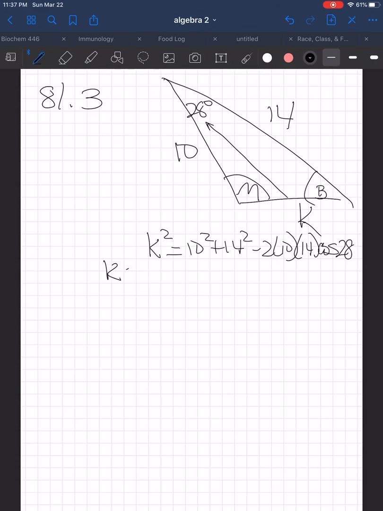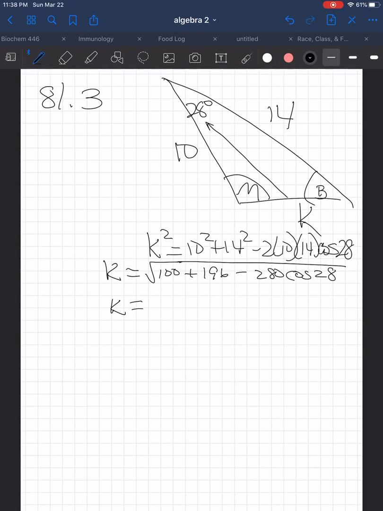So we can put this entire thing in the calculator. K will be equal to the square root of this. So that would be 100 plus 196 minus, what is that, 280? 280 times the cosine of 28. So put that in your calculator, round that off to 2 decimal places, and let's see what you get.